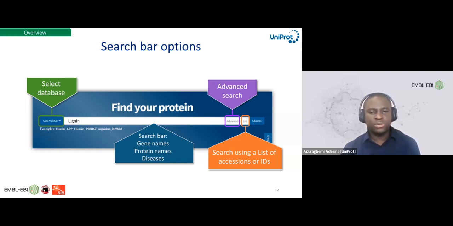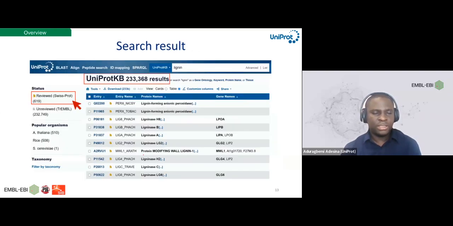So let's say we want to search for lignin. If I enter lignin in this search bar and press search, this is the result you will get at the moment. From this result, you can see that we have 200,000 plus results, and only 619 of these have the gold star, which means these are reviewed. The remaining 232,000 have not been reviewed.